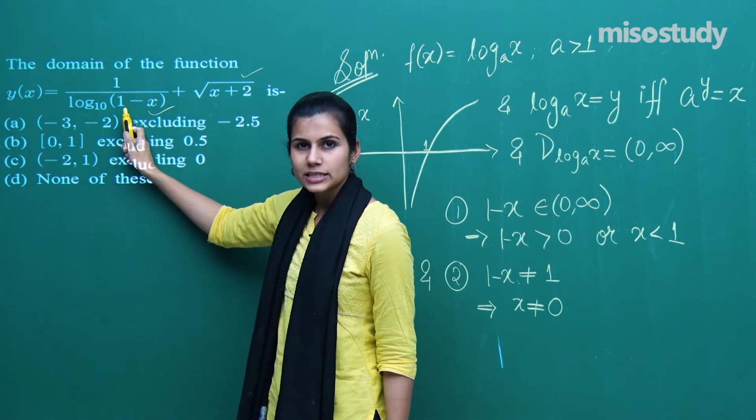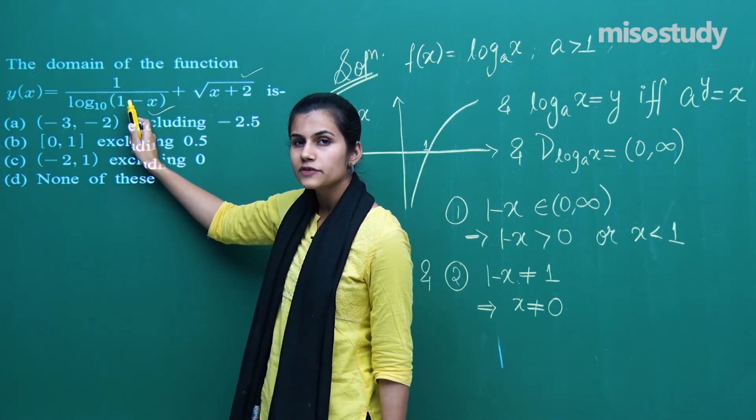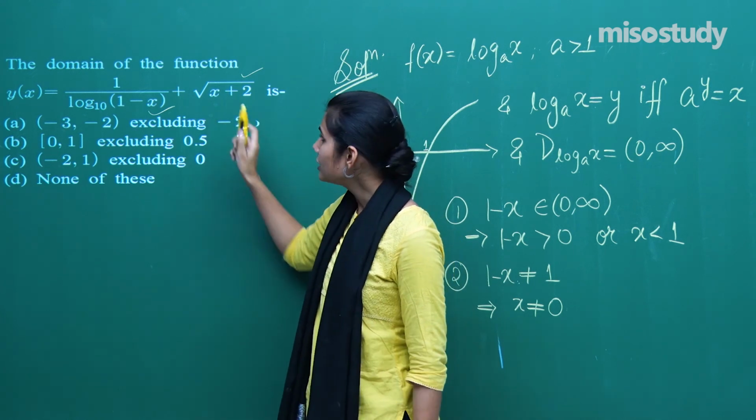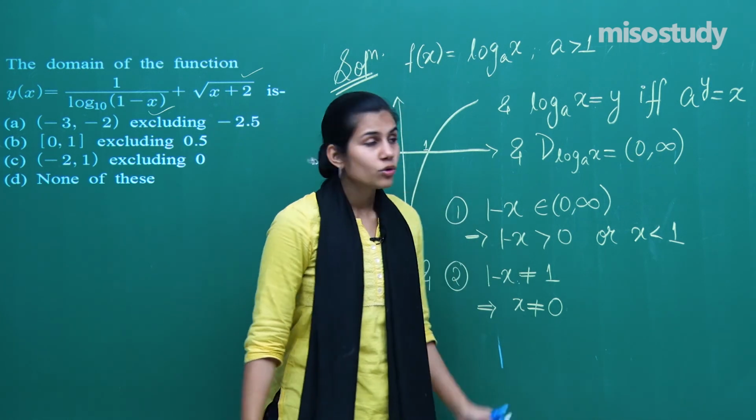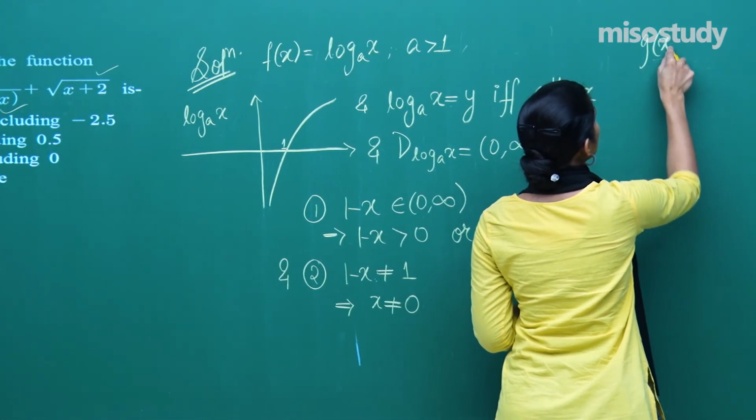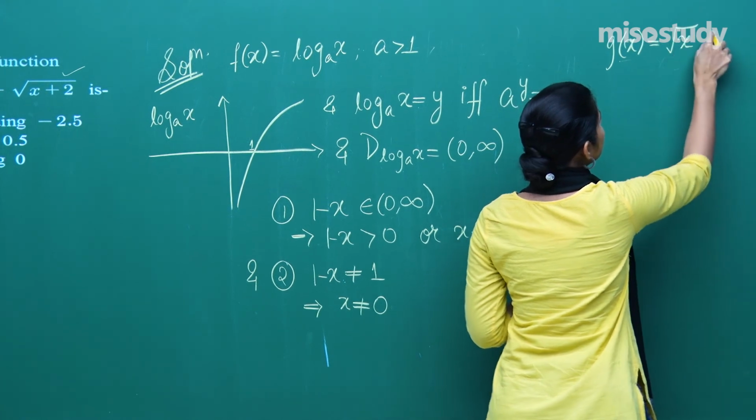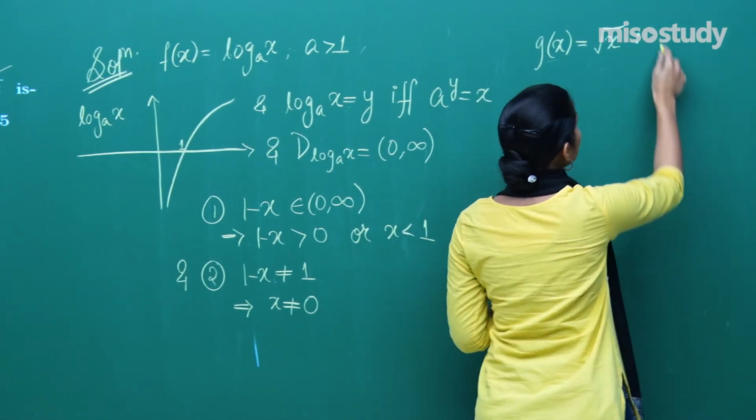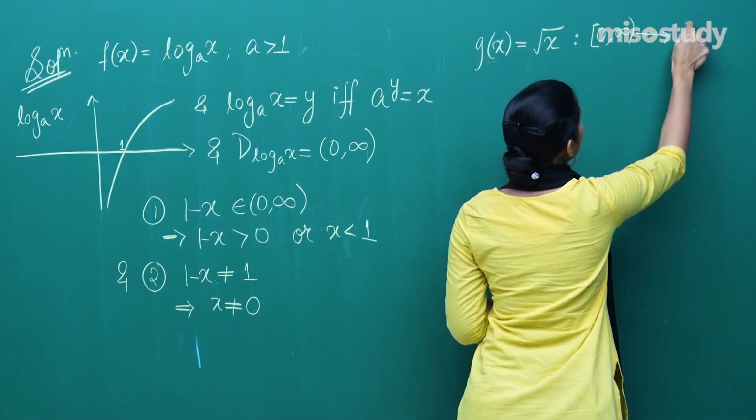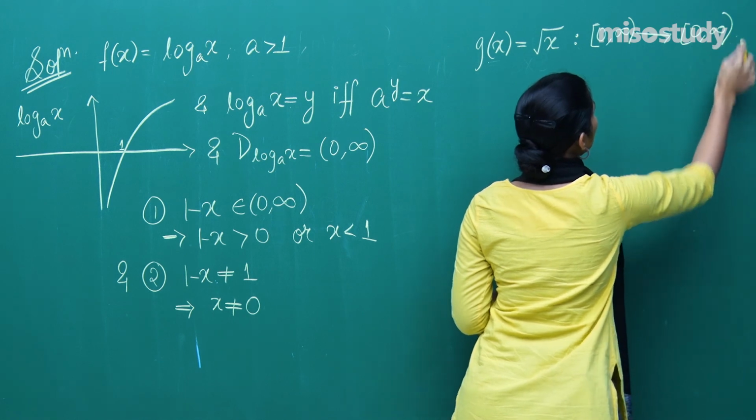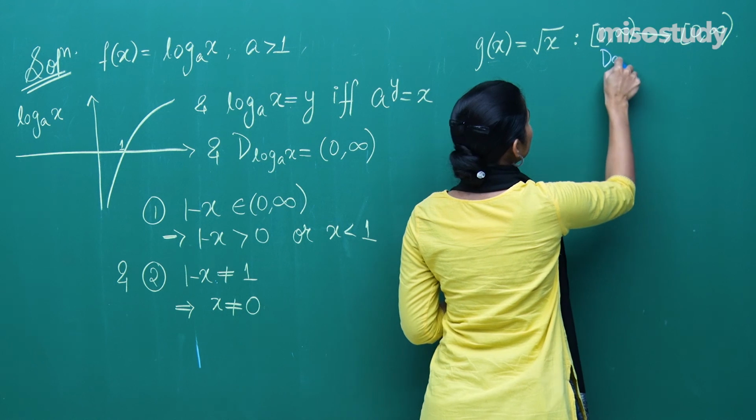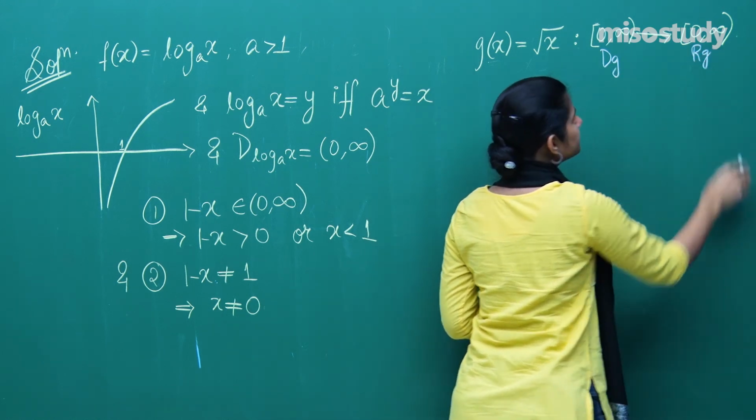But for the same x for which 1 upon log 1 minus x gives me real answers, the same x's are getting incorporated over here inside under root x plus 2. And I know that the square root function, if I mark it as g(x), has domain again 0 to infinity, and goes to 0 to infinity as the range. This is the domain of g and this is the range of g.